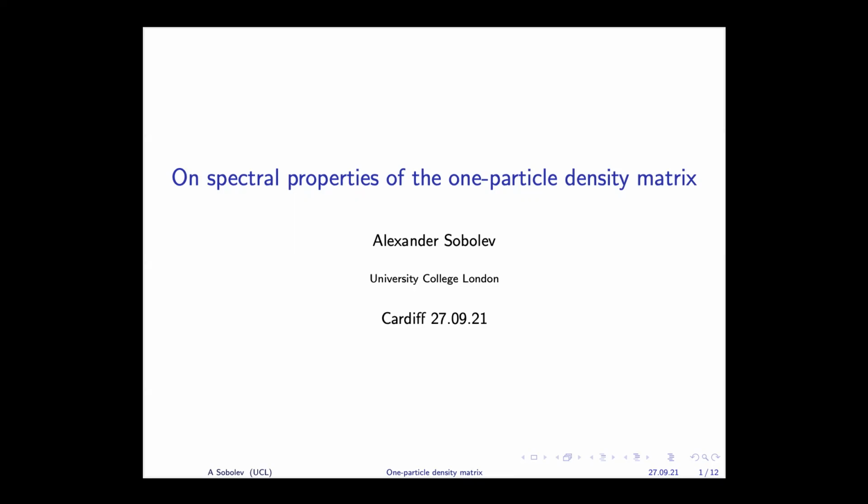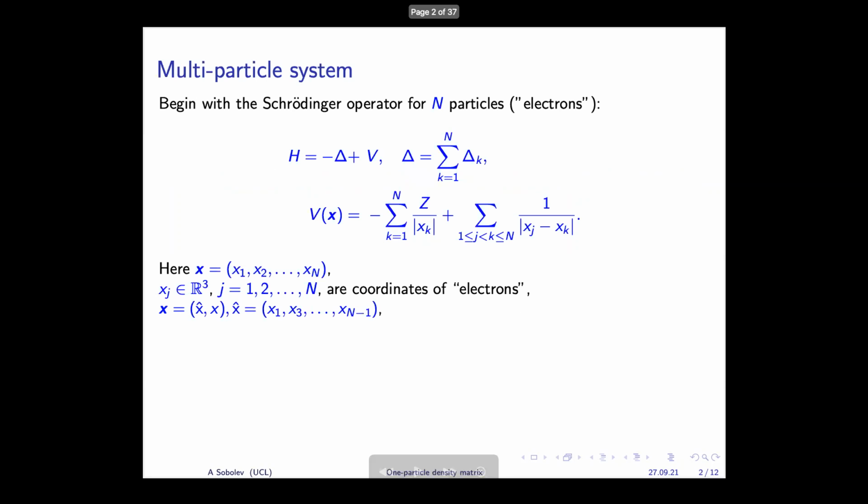So, spectral properties of the one particle density matrix. Right. So, what are we talking about? We are going to do mathematical quantum mechanics. So I will start with the Schrödinger operator that describes n particles in the field of a nucleus. And these are Coulomb particles, all of them. And the attraction to the nucleus is also Coulomb type, as you can see.